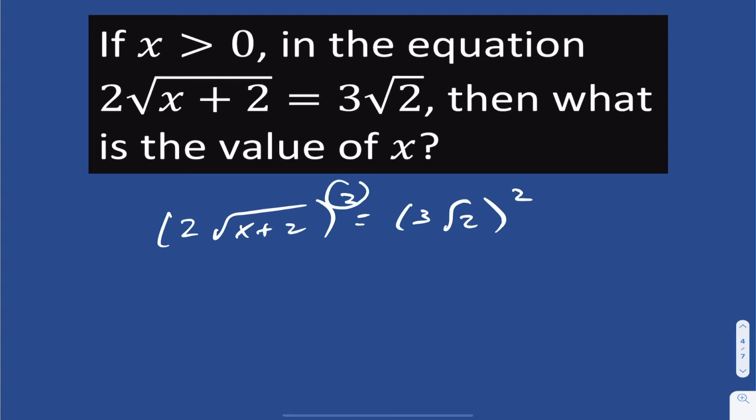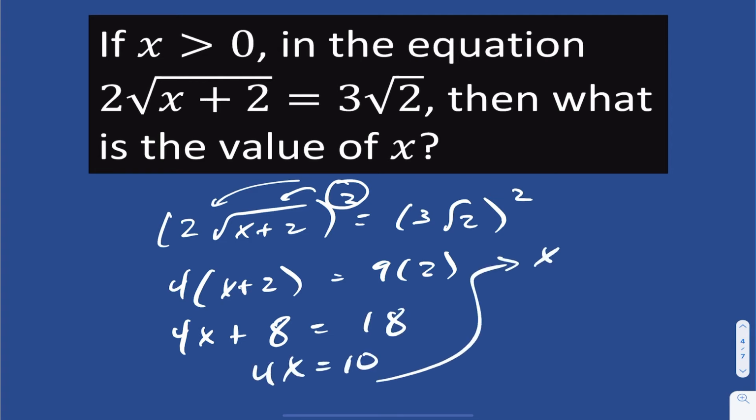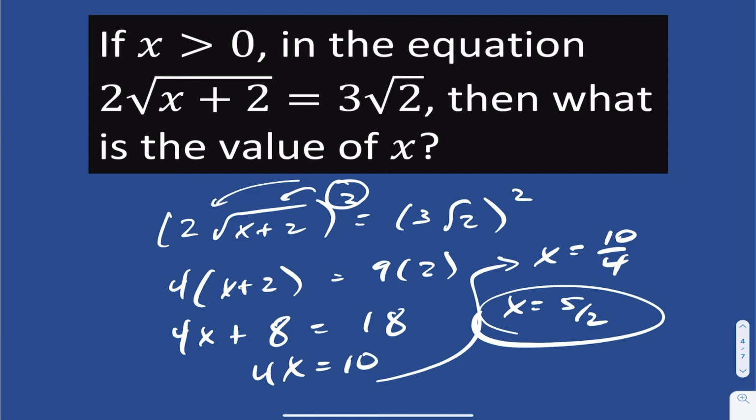So when I square 2, it applies to both products here. So this will be 2 squared is 4, and this will just be x plus 2. Right, that root goes away. 3 squared is 9, and the root of 2 squared is 2. This becomes 4x plus 8 is 18. 4x is 10. x is 10 over 4, and reducing that, x is just 5 over 2 here.